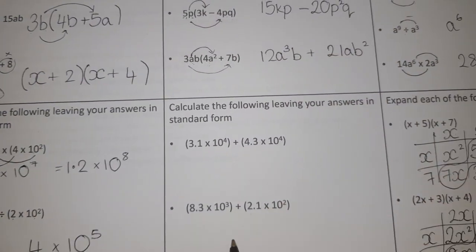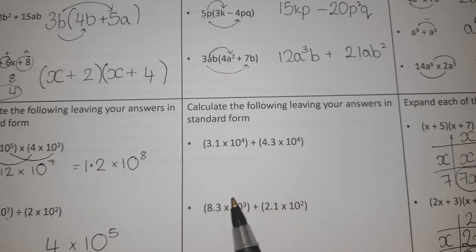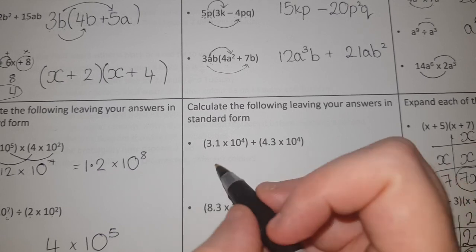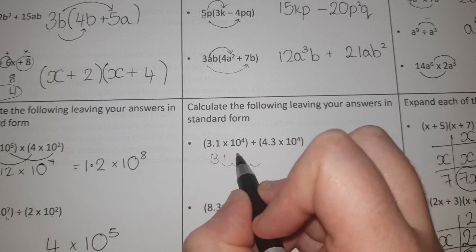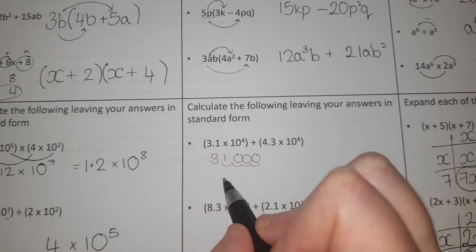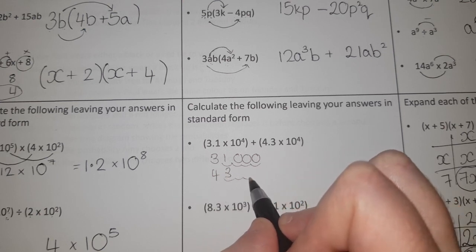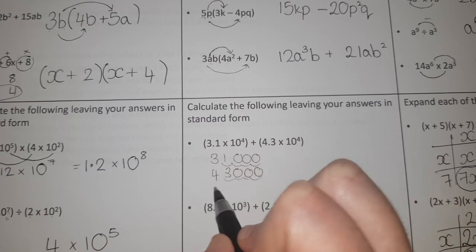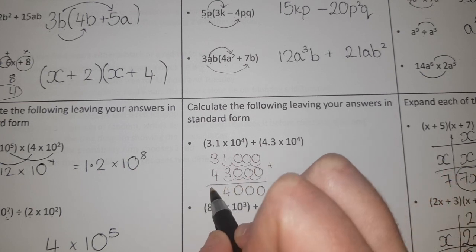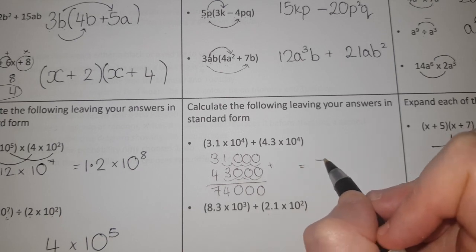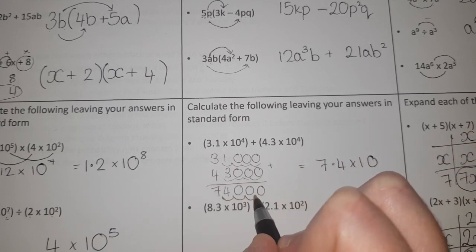Right, adding and subtracting just take a little bit more work. It's better and easier if you can just turn them into normal numbers first. So we've got 3 and a 1. We've got 4 jumps, 1, 2, 3, 4. So there's 3 zeros on this one. You've got 4 and a 3, again with 4 jumps, 1, 2, 3, 4. And we're going to add them together, 0, 0, 0, 4, and 7. I end up with 7.4 times 10 to the power of 1, 2, 3, 4.